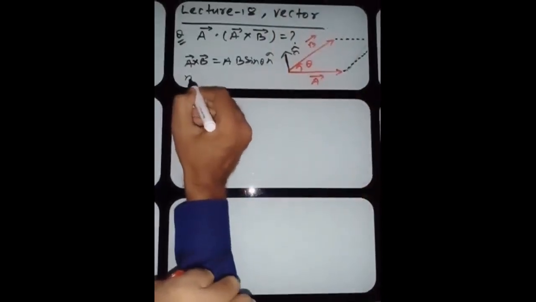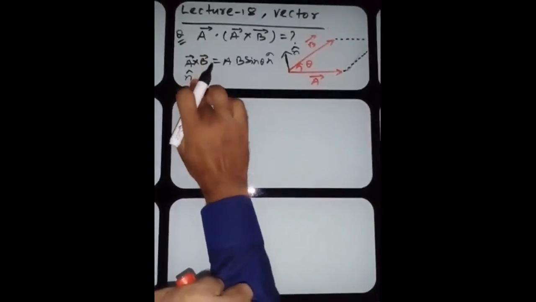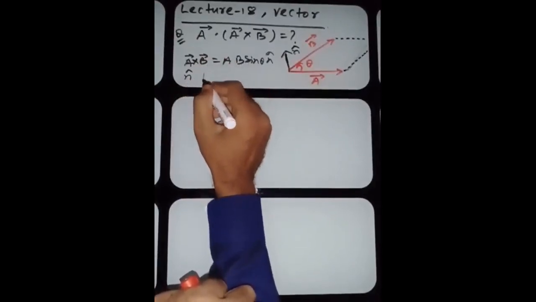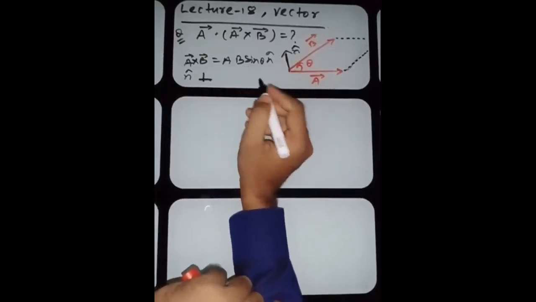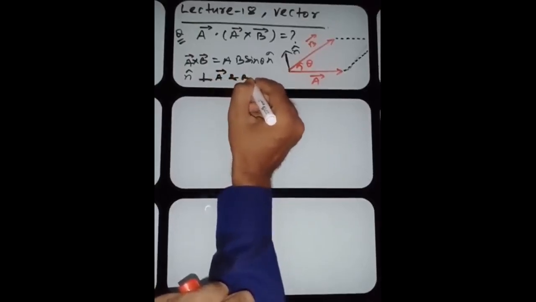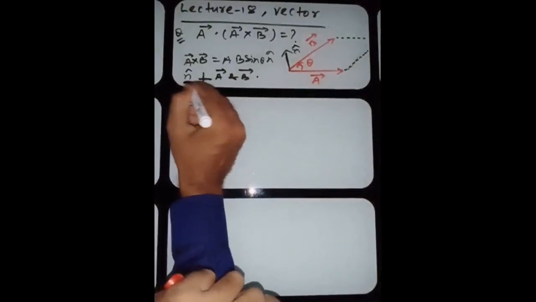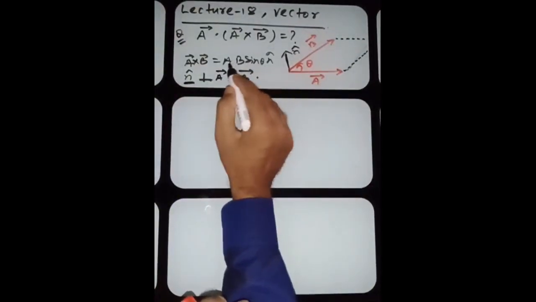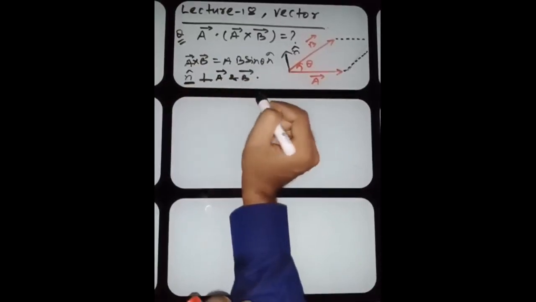Here the n cap, it is quite obvious, n cap is perpendicular. Perpendicular to which vector, A or B? Answer is both A and B. n cap will be perpendicular to both A and B. That means the AB sine theta n cap, that is the result of A cross B, is perpendicular to both A and B.